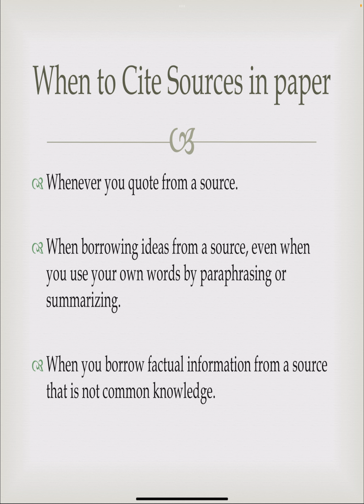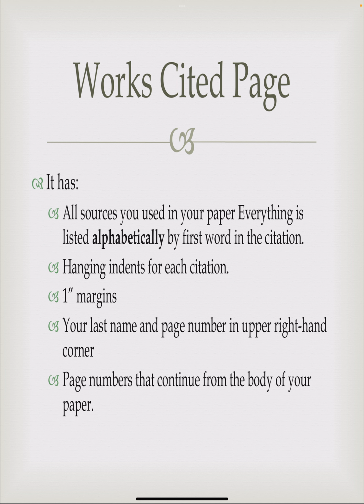Now, common knowledge is a sort of tricky concept, right? The idea being, is this information really widely known? I mean, something like, for example, gravity. We all pretty much know about gravity. That's common knowledge. When in doubt, cite the source. If you think it's common knowledge, but you're not sure, just go ahead and cite the source. It's better to be safe than sorry in this case.